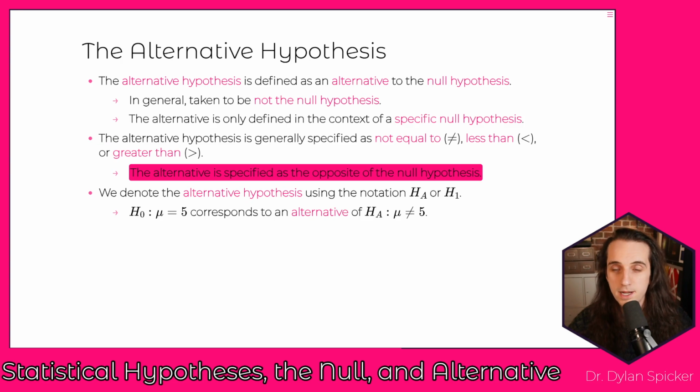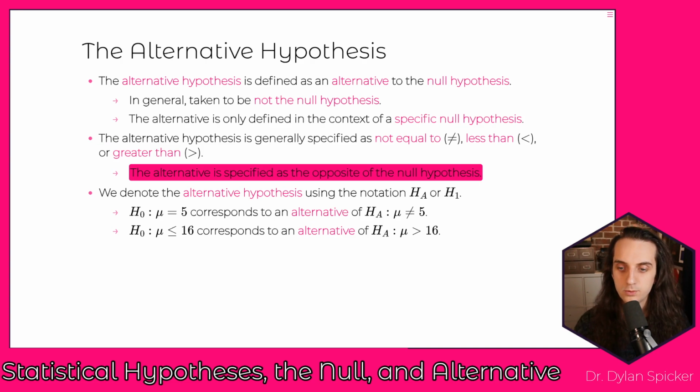If we go back to the examples, we had the null hypothesis mu equals 5. That's going to correspond to having an alternative of mu not equals 5. We take whatever the null hypothesis is, which in this case is mu equal to 5, and we ask, what's not that? Mu is not equal to 5. So we just flip around the null hypothesis directly. We take the null hypothesis to be mu is less than or equal to 16, and so the opposite of that is mu is greater than 16.